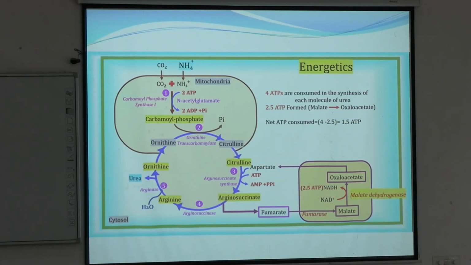Is it clear? Here 2 ATPs were utilized in the first step and in the third step 1 ATP, but equivalent to 2 ATPs, was used. Clear? And from malate to oxaloacetate 1 NADH will be produced, and that is equivalent to 2.5 ATPs. So the net ATP utilization is 1.5. Clear? Clear to all?